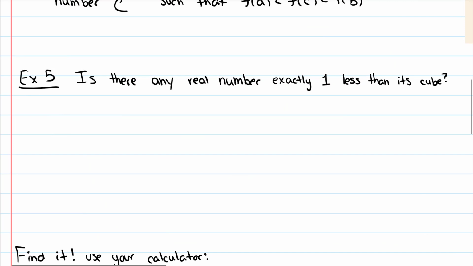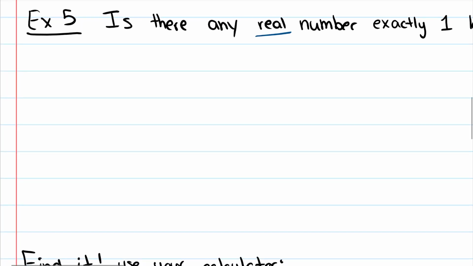So example 5. We're going to use the intermediate value theorem to determine if there is any real number exactly one less than its cube. So is there any real number that's exactly one less than its cube? So we need to write that in an equation first, and yes, we're back to word problems. So any real number, x, so this is going to be our real number, which is equal to 1 less than its cube. So 1 less than its own cube.